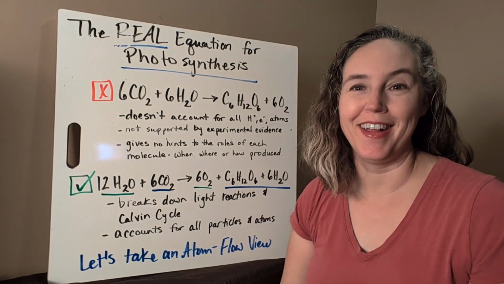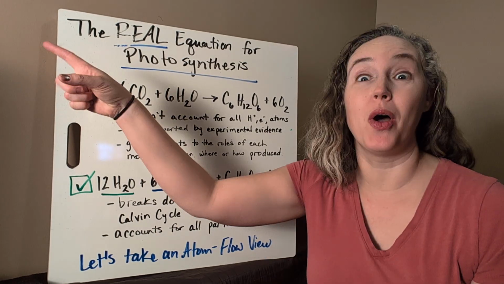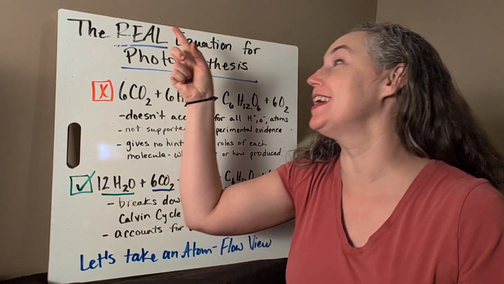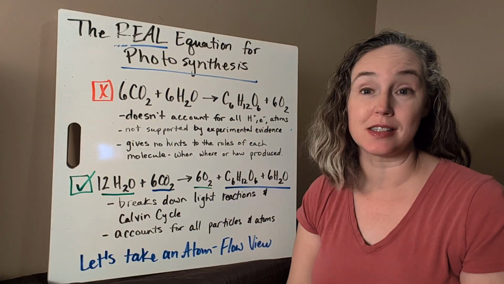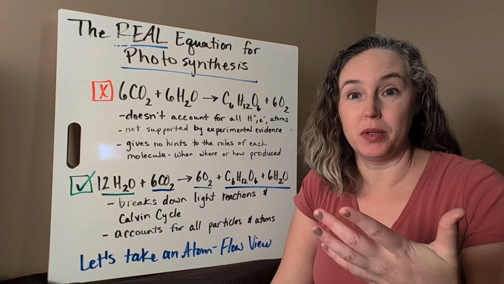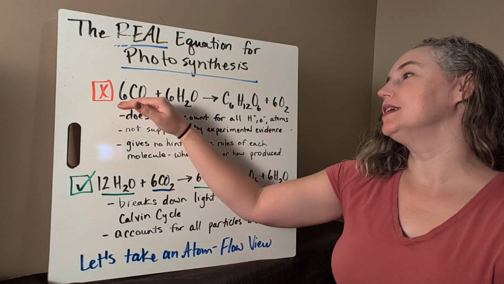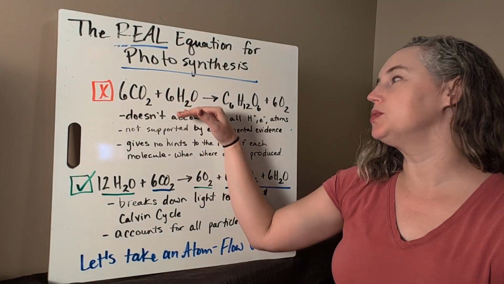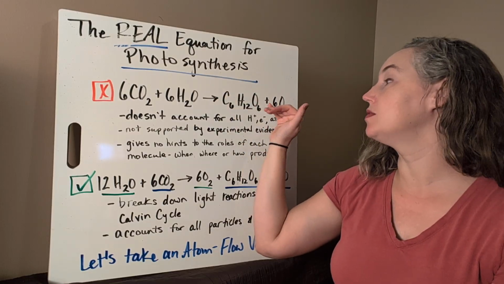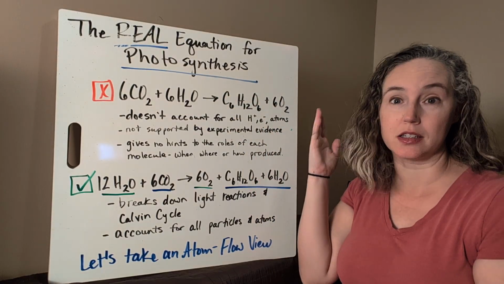Hi, it's Miss Parrot, and this video is about the really real equation for photosynthesis. Now, you probably learned in middle school, and I even taught in middle school, that 6CO2 plus 6H2O yields C₆H₁₂O₆, that's glucose, and 6 oxygen.